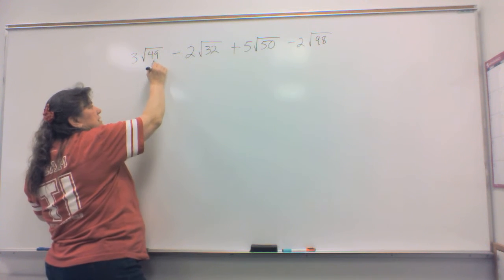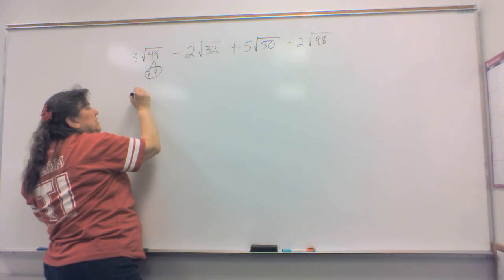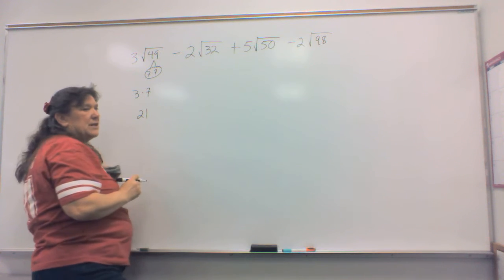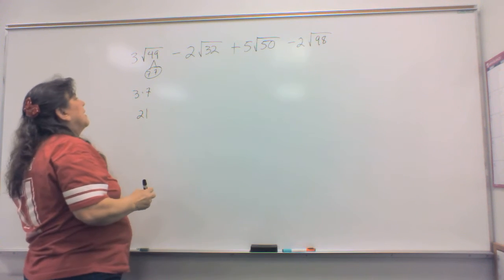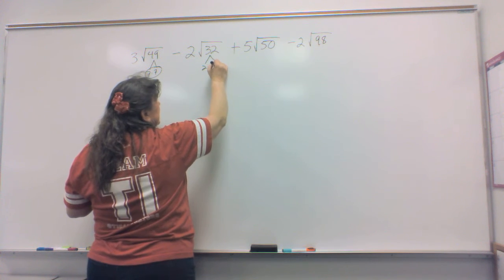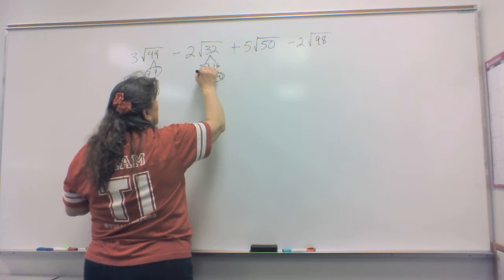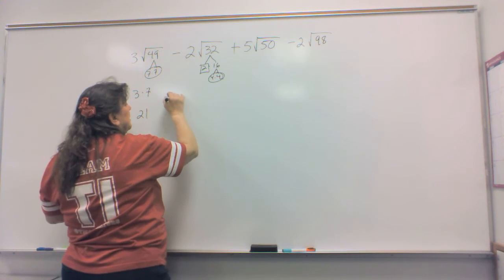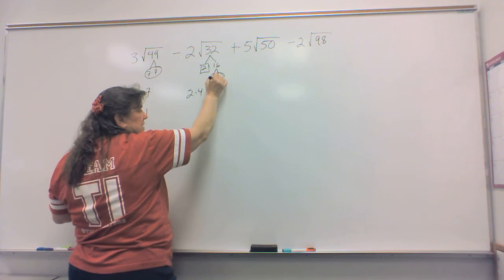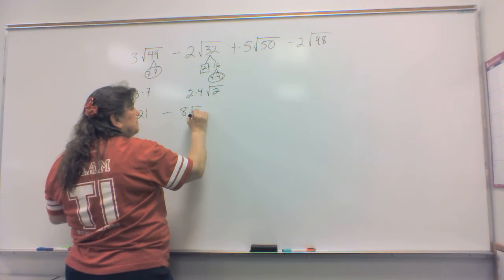So let's start with this one. This is 7 times 7. There's my 2 of a kind, so this will be 3 times 7, which is 21. So that's just an integer. Okay, so now let's look at this one. This is 2 times 16, and this is 4 times 4. So we have 2 times 4 times the square root of 2, because that comes out of the house. So we have minus 8 square root of 2.